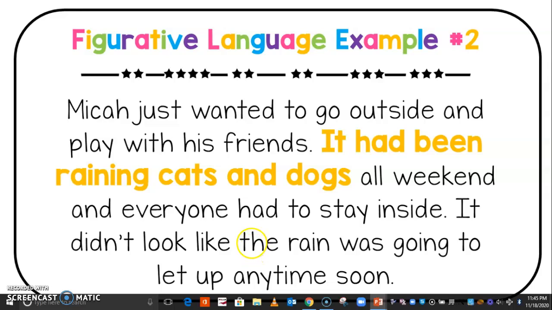Now, think to yourself, if we had literal language there, what would that sound like? Hopefully you said something like, Micah just wanted to go outside and play with his friends. It had been raining so hard all weekend and everyone had to stay inside. That would be the literal language.